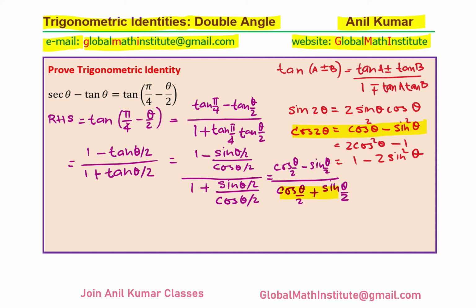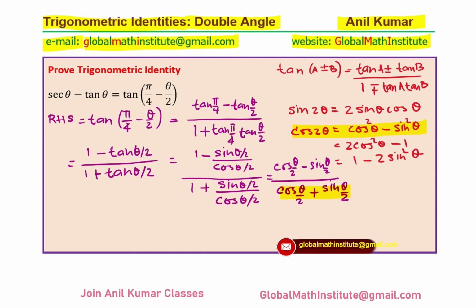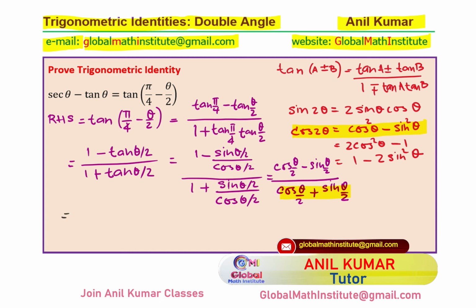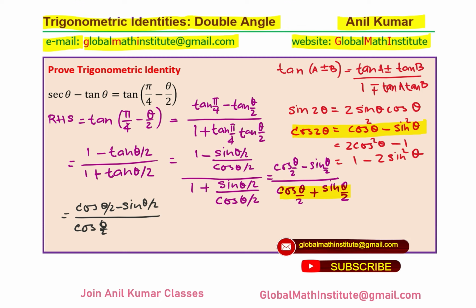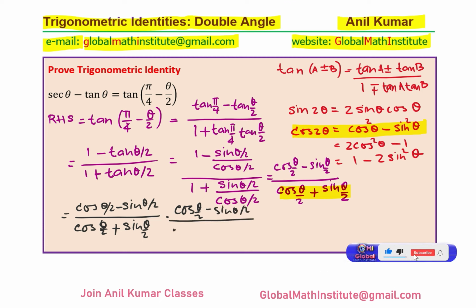That should give you a clue, and that is, if I kind of rationalize, right? If I multiply by cos theta by 2 minus sine theta by 2, I will get cos 2 theta in the denominator, right? So that is the idea. So let me rewrite this as equal to cos theta by 2 minus sine theta by 2 over cos theta by 2 plus sine theta by 2. We are going to multiply and divide by the conjugate, cos theta by 2 minus sine theta by 2, over cos theta by 2 minus sine theta by 2. Makes sense?